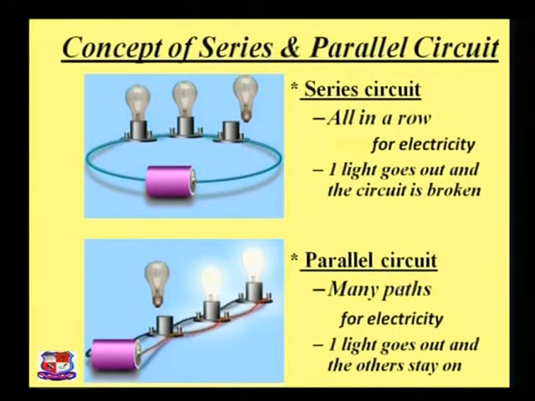But what about the parallel circuit? It has many ways. It's not a single row. It has many paths for the electricity. So ultimately what happens is, if one of the bulbs or one of the components is lost or stops working, then current will continue to flow toward another path. So this is the advantage of the parallel circuit.